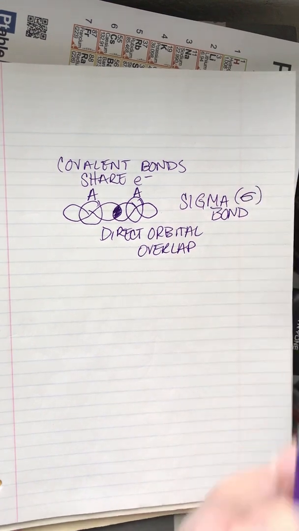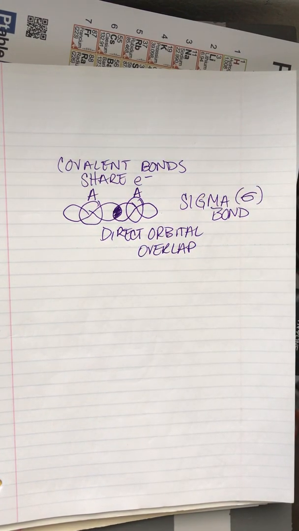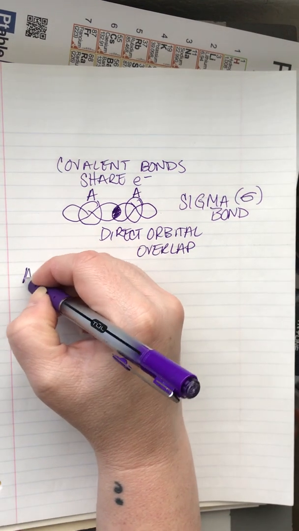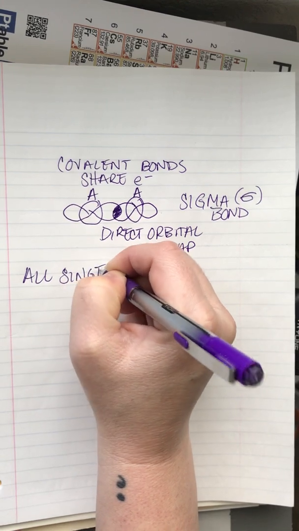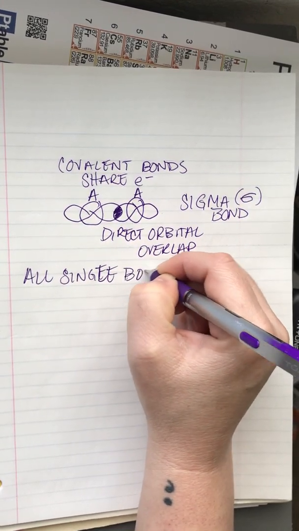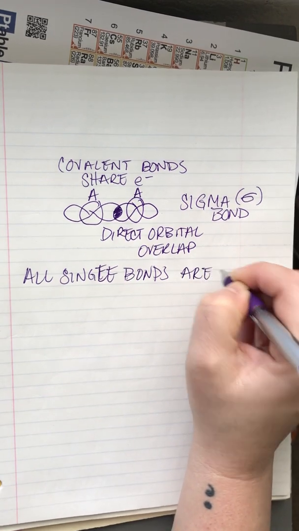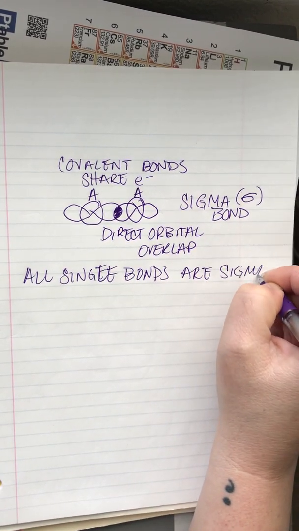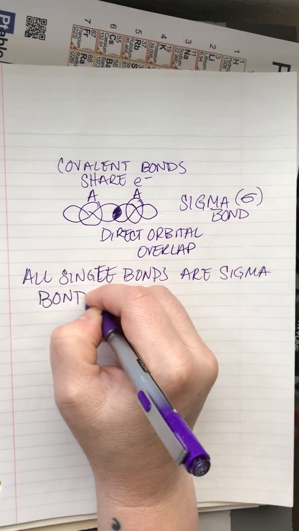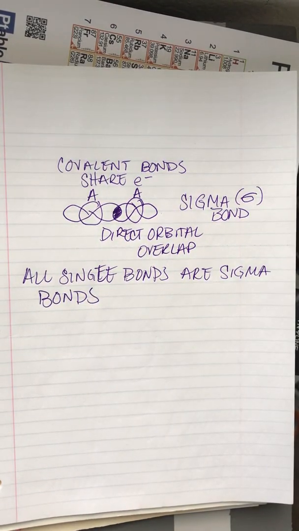So would a carbon and a hydrogen be a sigma bond? Yes. All single bonds. Single bonds are sigma bonds. So direct orbital overlap is what's required for you to have a sigma bond. All single bonds are sigma bonds.